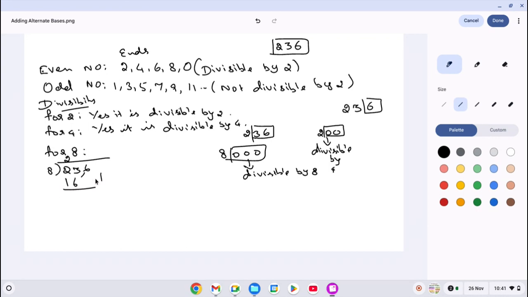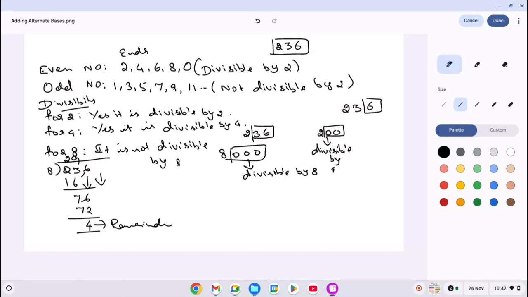If you subtract downwards, what will happen? 13 minus 6 is 7. Then bring down the 6. So how many times 8 is less than or equal to 78? 9 times 8 is 72. So here we are getting the remainder, not 0. So we can conclude that it is not divisible by 8.